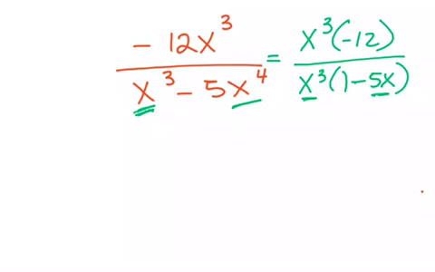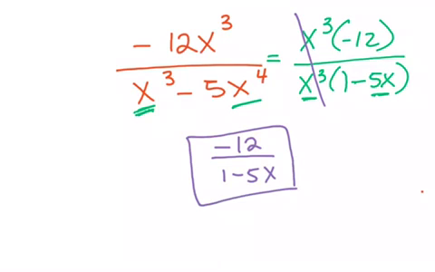Well, can I cancel those two things out? They just cancel out. So what do I have left? I have a negative 12 over 1 minus 5x. That's my answer, and I'm sticking to it.